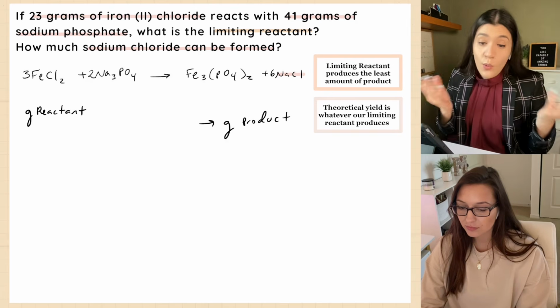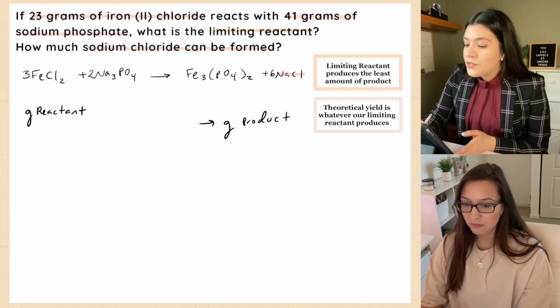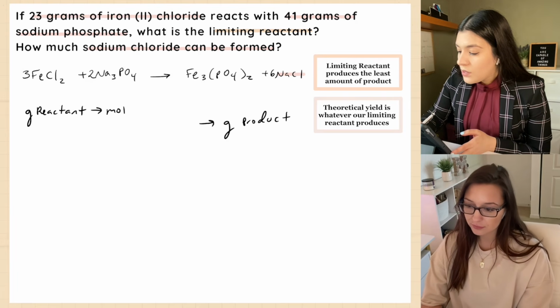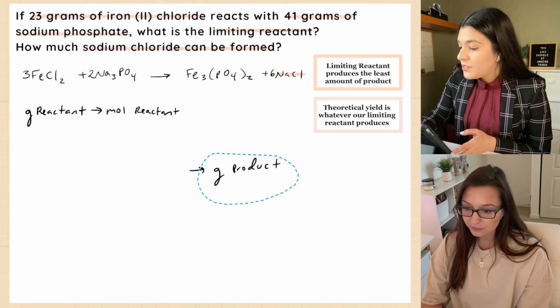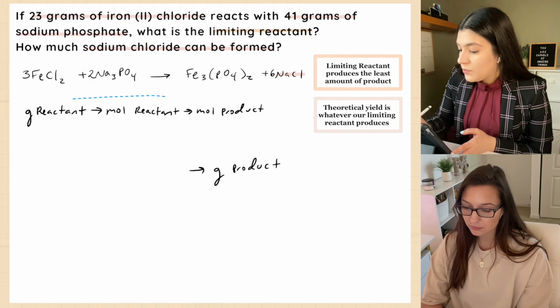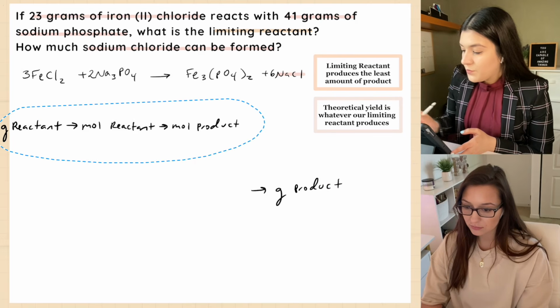So instead, we have to go through a series of steps. And this is what it's always going to be whenever we're going from the grams of our reactant to the grams of our product. We're always going to go from our grams of our reactant to the moles of our reactant, then we're going to get to the moles of our product, and then lastly, we'll be able to get to the grams. Let me just make some room.